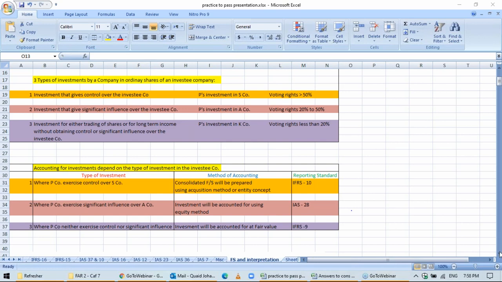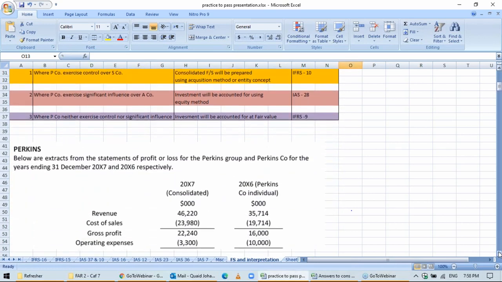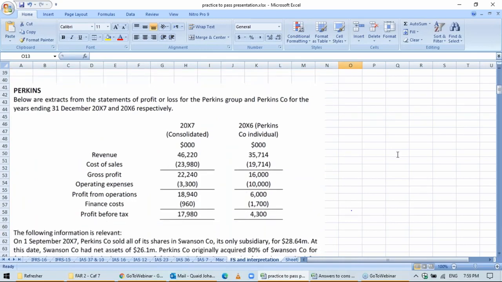Okay, students, let's start with the consolidation section now. You would have read the accounting treatments. So the question is Perkins now. We are going to start now. It's Perkins.